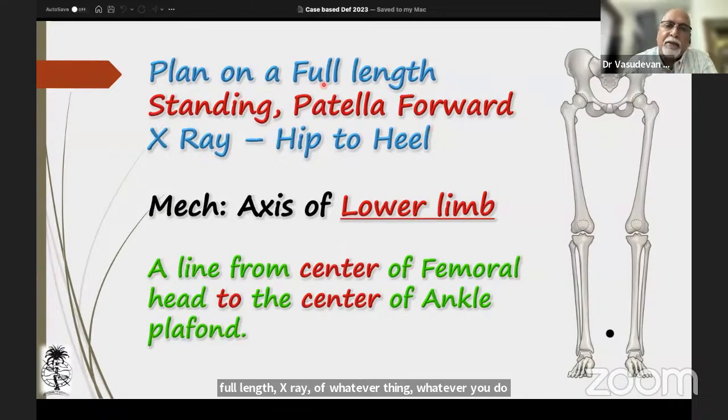But it's a general principle that we must take a full-length hip-to-heel x-ray to calculate the mechanical axis of the lower limb. The mechanical axis is a line from the center of the femoral head to the center of the ankle plafond.